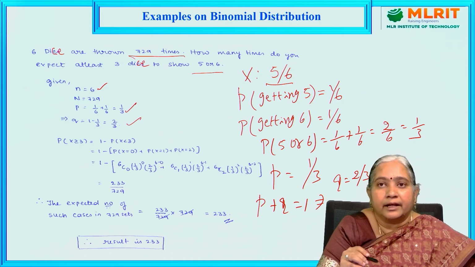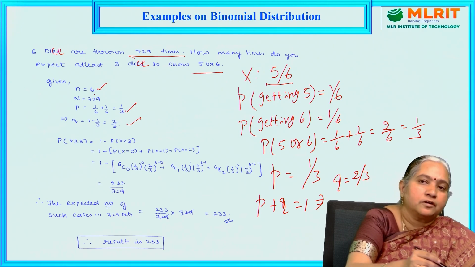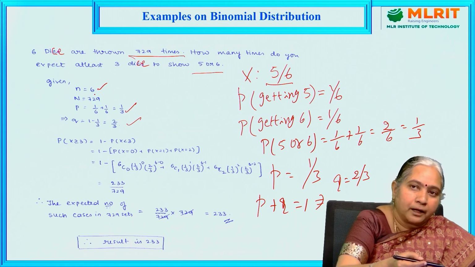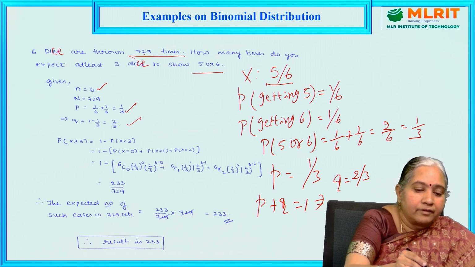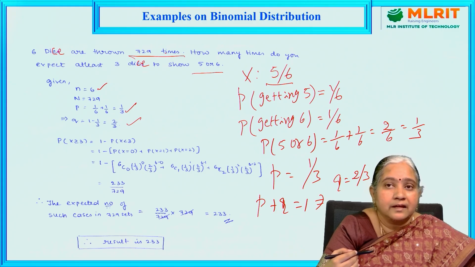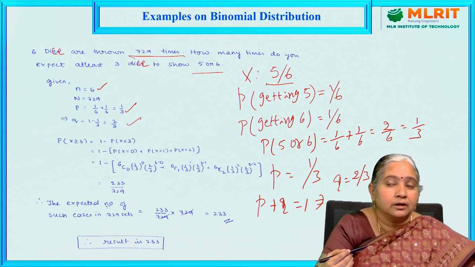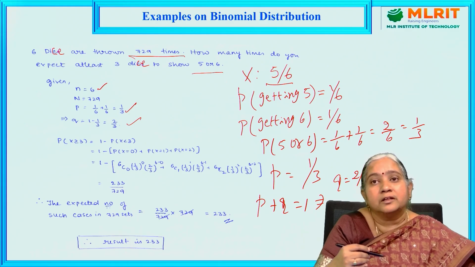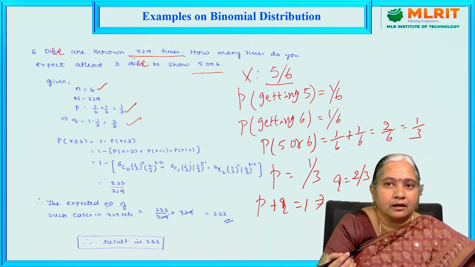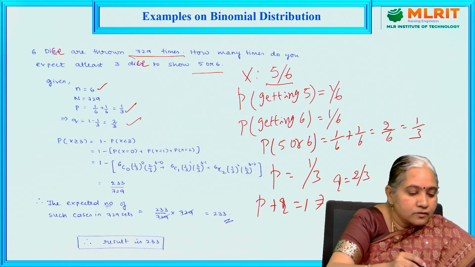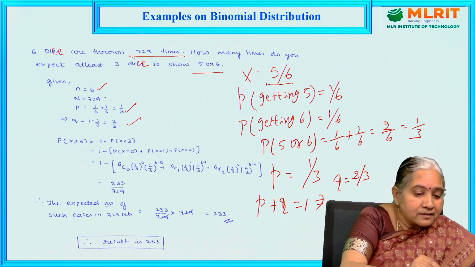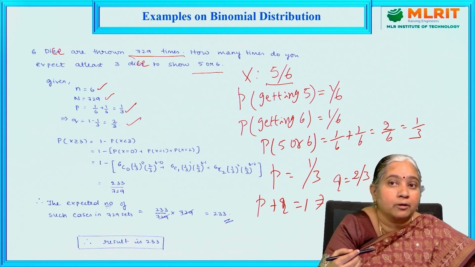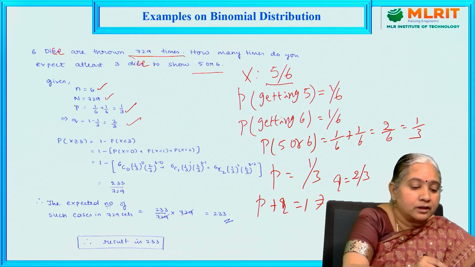If n is finite, then only we apply binomial distribution. Suppose n is large, then we can't apply binomial. So that's why here n equal to 6, a finite value, so we apply binomial distribution. So here 729 times means 6 dice are thrown 729 times. That means 729 persons performed this experiment. We can assume like that also. So here capital N is 729, the number of persons who performed this experiment.